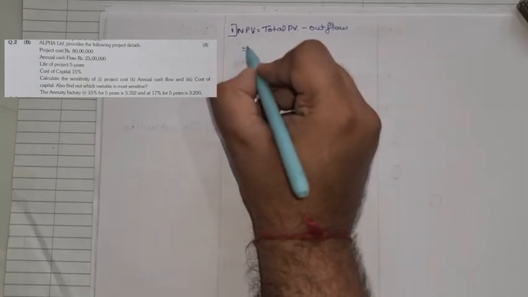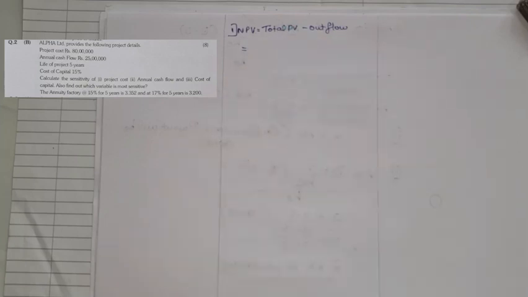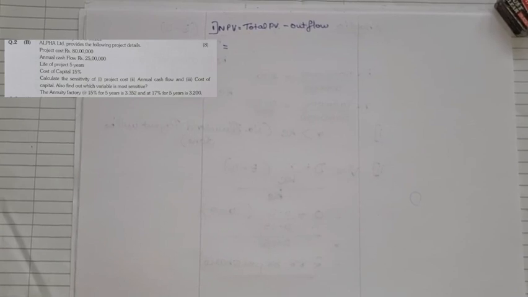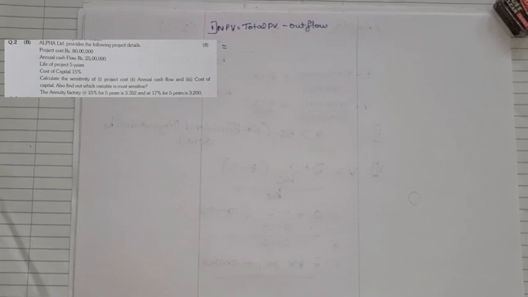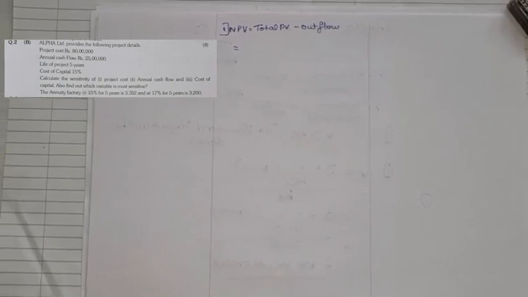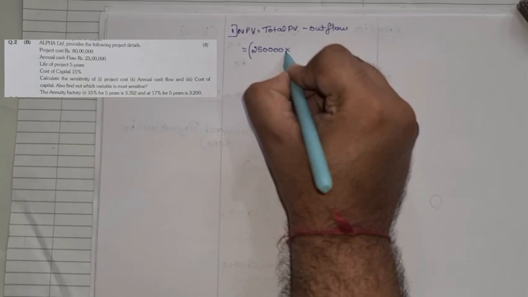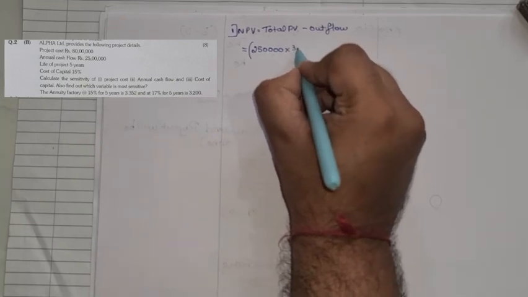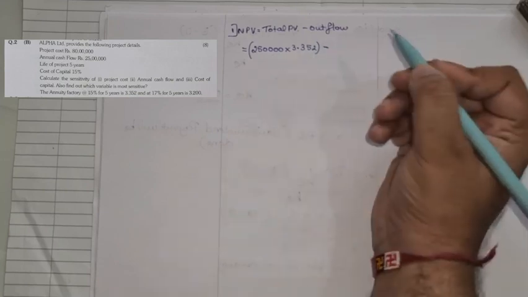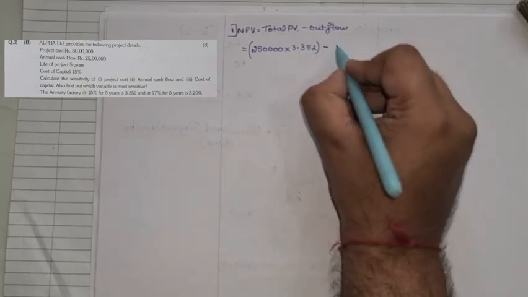Now in order to find total present value, remember what things have been given to us in the question, that is the most important. Here they have given you the annual cash flow, 25 lakhs. That is my cash flow, and it's going to be there for 5 years because the life of the project is 5 years, and the 5-year PV factor at the rate of 15% is given to us. So I will write here: 25 lakhs into the 5-year PV factor, which is 3.352, minus outflow.